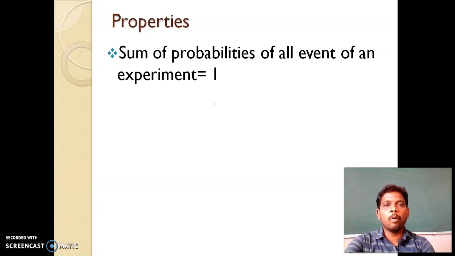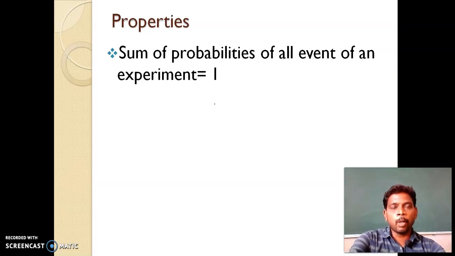Now, if you add all the probabilities, 1 by 6 plus 1 by 6 plus 1 by 6, how many 1 by 6s will come? 6 events are there, so six 1 by 6s will come. If we add everything, we get 6 by 6, the answer is 1. So if you find the probabilities of all the events of an experiment, after simplification, that will be 1. That is one important property.